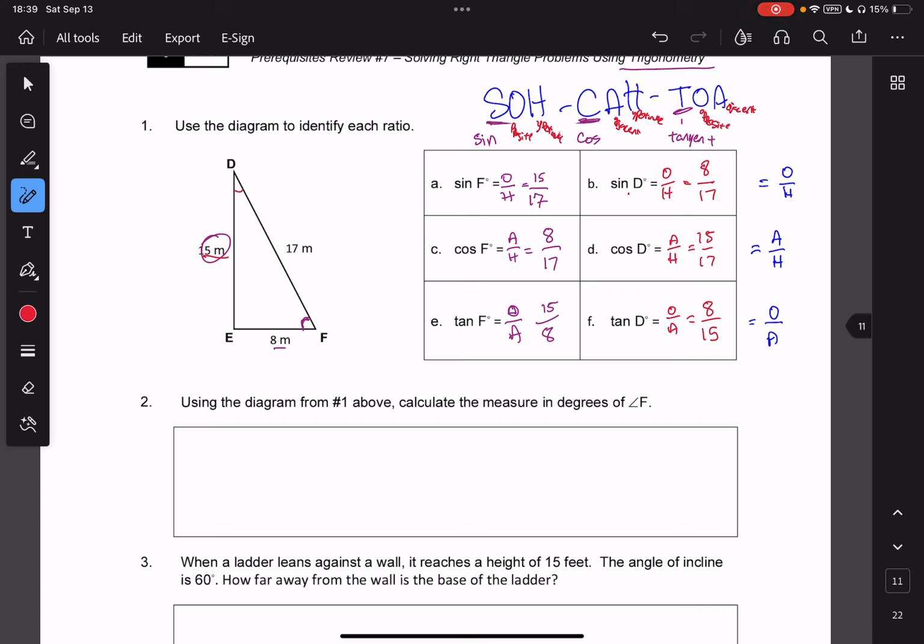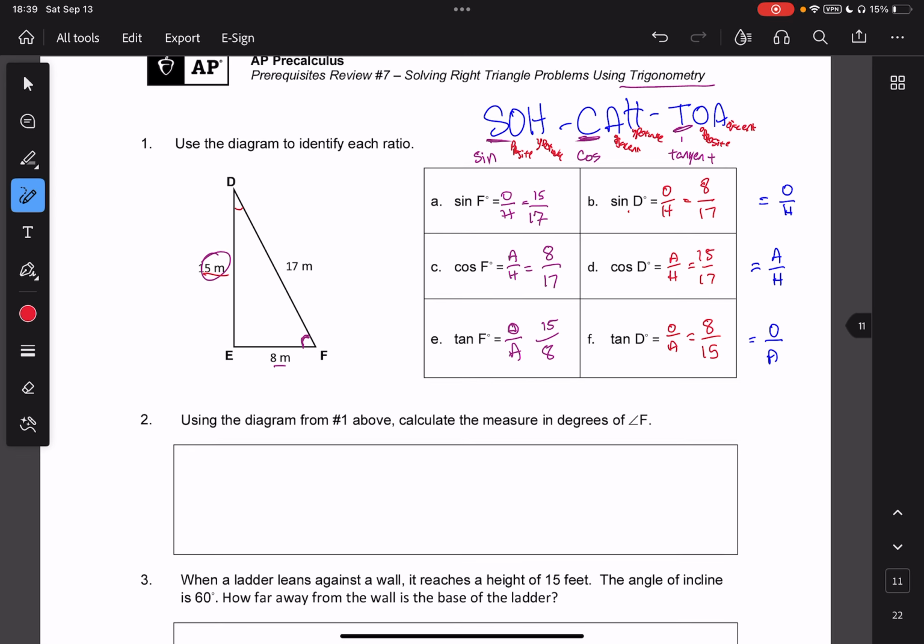That's it. That's all we did. We just find the ratio of everything. Now, going on to question 2. Using the diagram above, calculate the measure in degrees of angle F. Okay, so angle F, we can choose any one from this row. Let's just do sine because it's the first one. Sine of F degrees is equal to, what do we say? 15 over 17. That's just from the first box over here.